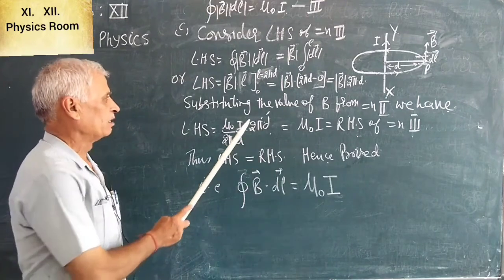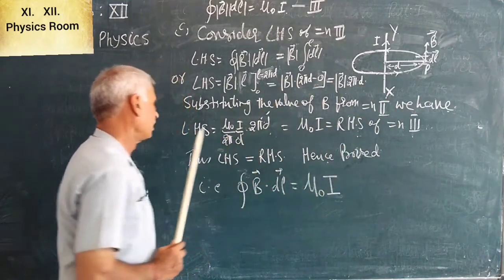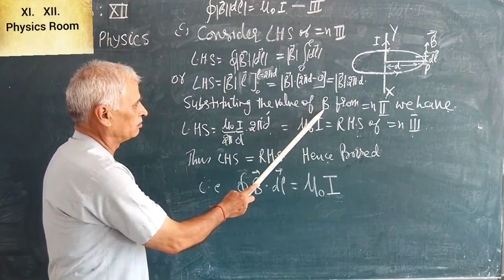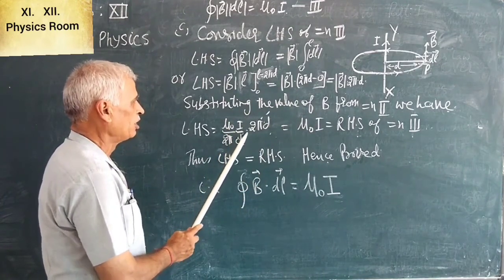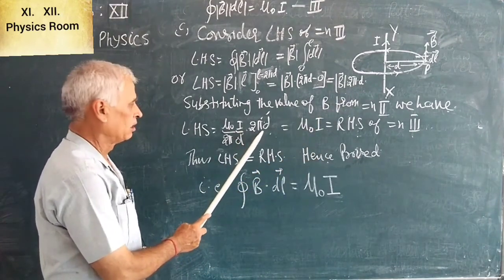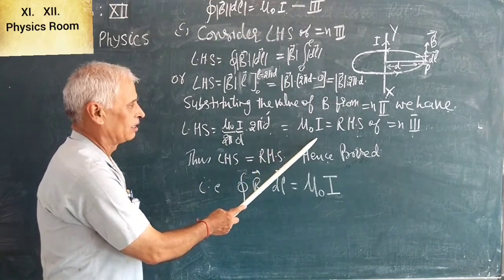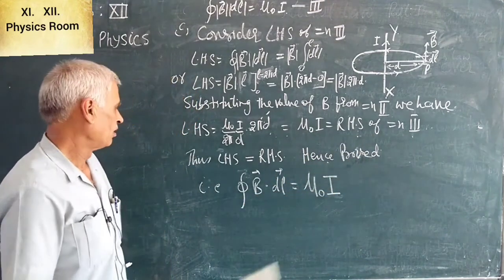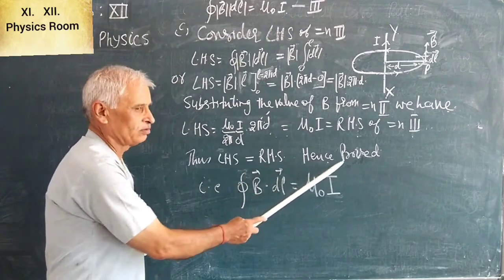Now substituting the value of B from equation 2, the left hand side is equal to mu 0 over 2 pi, I by d, into 2 pi d. Now 2 pi d cancels. So it is equal to mu 0 I, which is equal to the right hand side of equation 3. Thus left hand side is equal to right hand side, hence the law is proved.